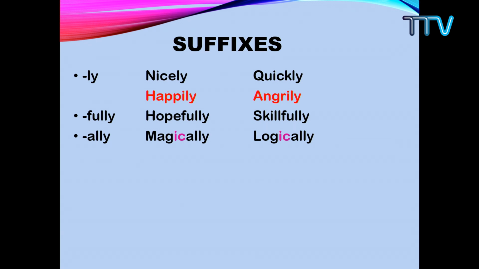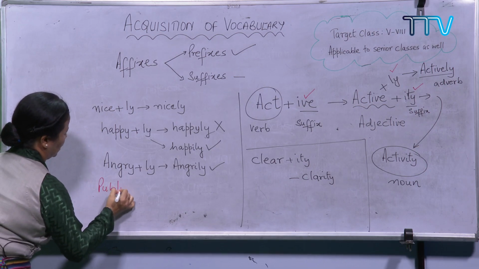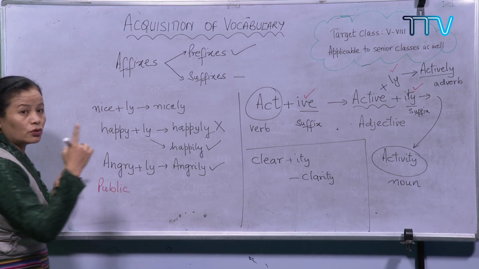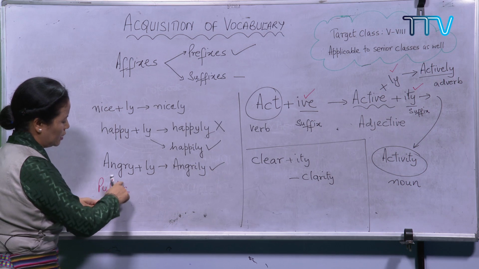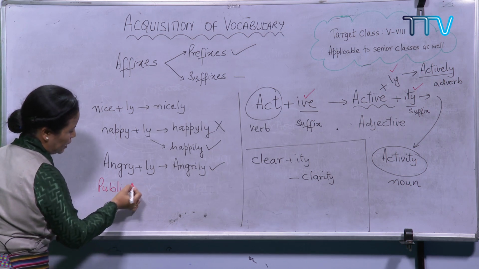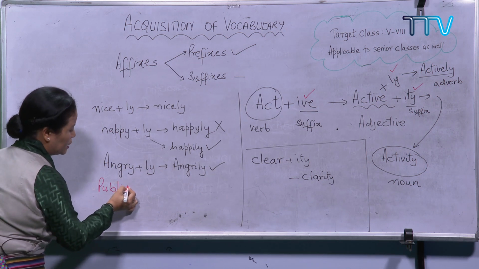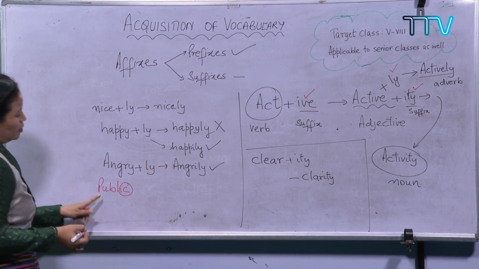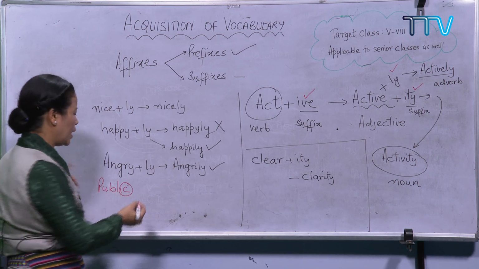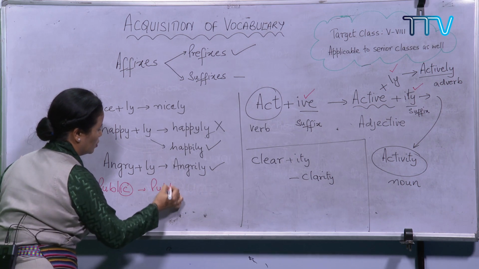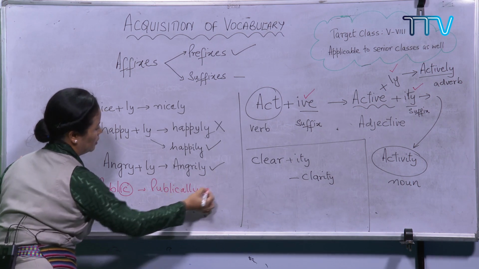But then there is one exception, publicly. See, public, what do you find, okay? Public. What I told you earlier, when a word ends with IC, and we want to change it to an adverb, you have to add ALLY. But see, again, what do you find here? Public, P-U-B-L-I-C. But then we cannot write this, okay. Publicly is wrong.